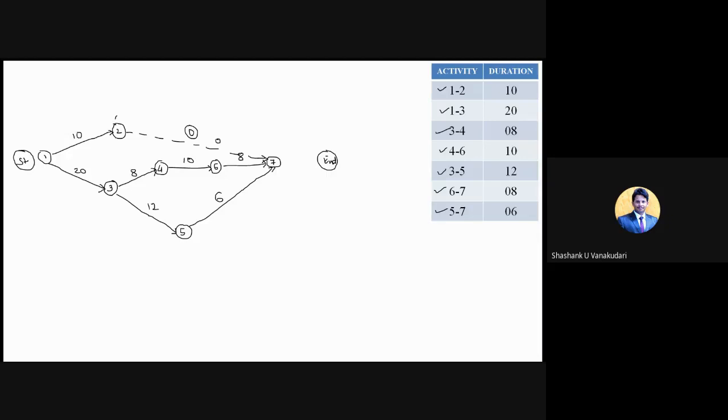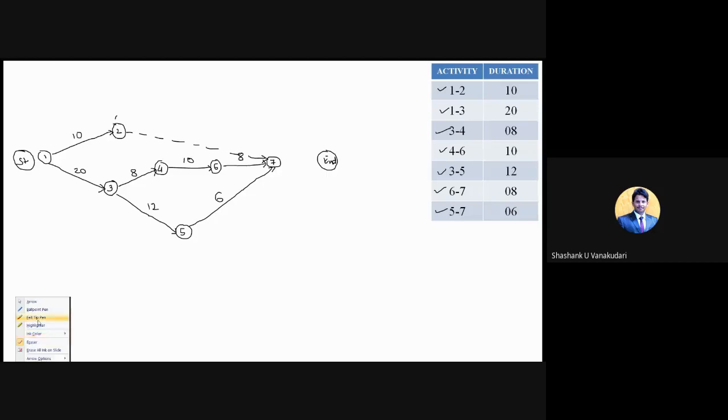Now the activity list is not given, so there is no need to provide that particular part. I'm going to delete that. Only the duration I am going to write. Okay, so for this dummy activity, I can write the duration as 0. Okay, so till now it's understood.